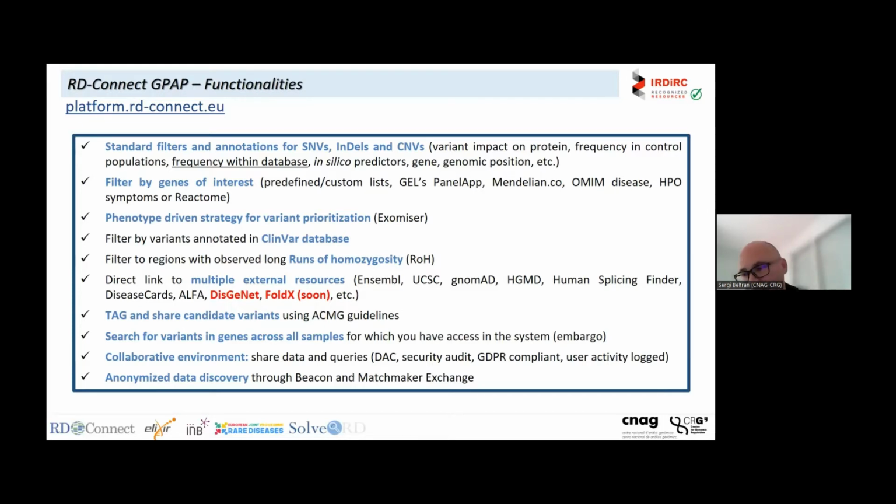It is a database in which the community uploads their results, their findings. We also have systems to filter by runs of homozygosity, which is very useful in the cases in which we have consanguinity, because then we are usually looking at a smaller region of the genome which is homozygous, and we can then more easily identify the homozygous variants in those regions.